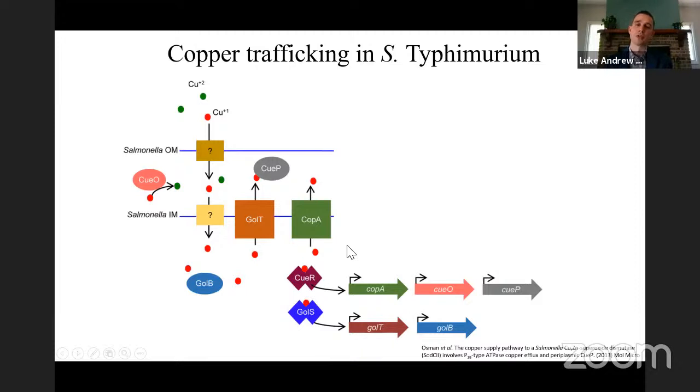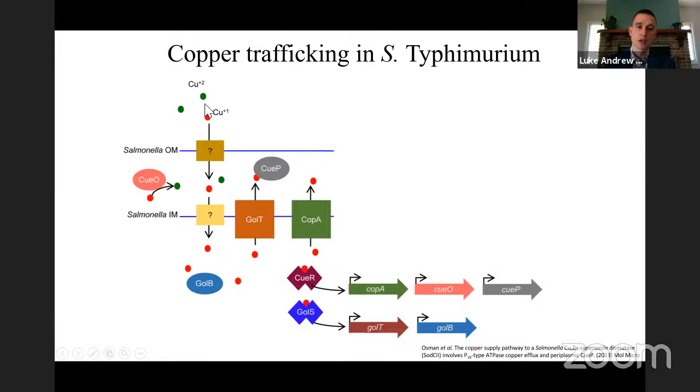Copper is a really interesting metal. It's an essential cofactor for certain enzymes, including SOD-C1 and SOD-C2. However, in Salmonella and other bacteria, it's known that if copper accumulates in the cytoplasm, it can actually be toxic and inhibit growth. So bacteria have this delicate balance where they need to acquire sufficient copper to activate their enzymes, but also have systems in place to detoxify copper from the cytoplasm to prevent stress.